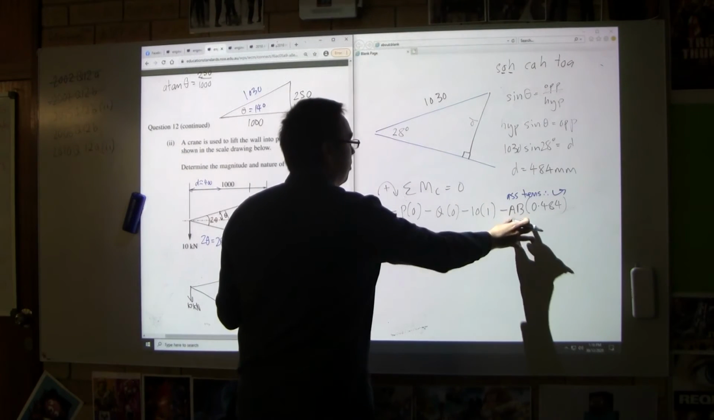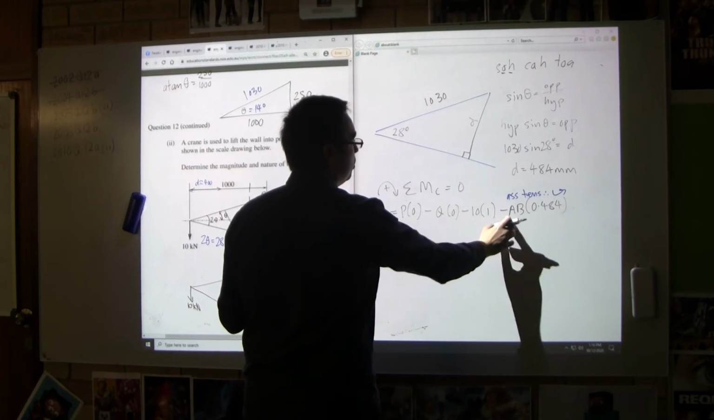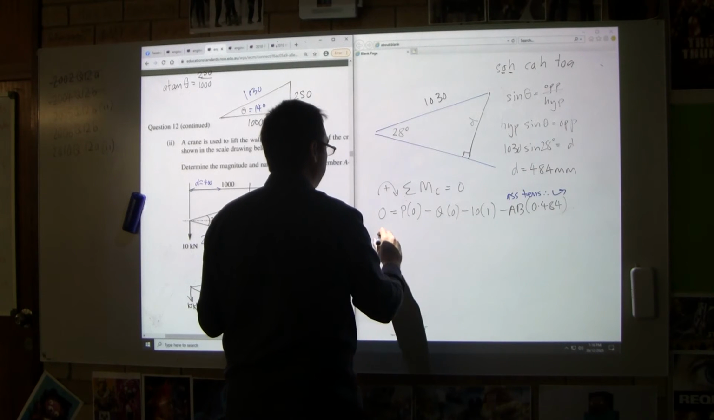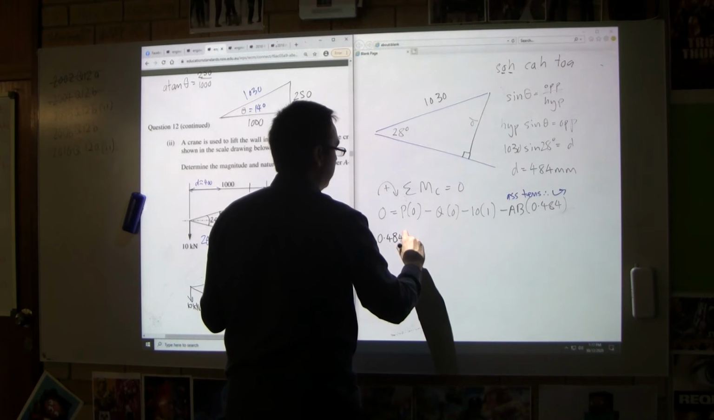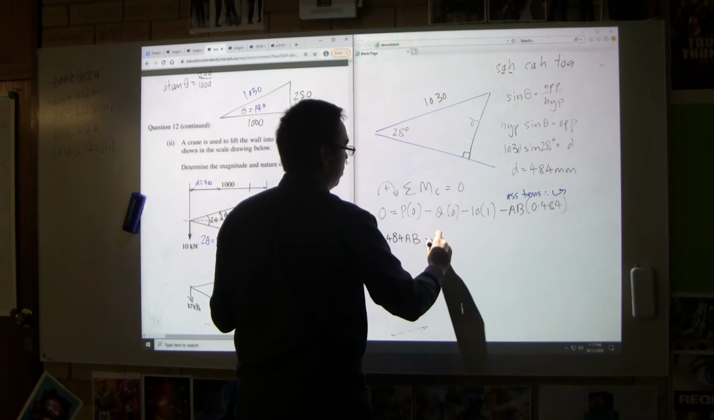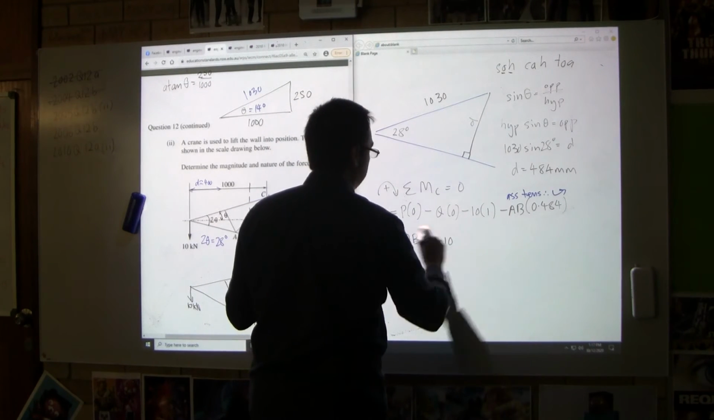When we've talked before, if we have two negatives, we have to worry. So what we're going to say over here is we've got 0.484 AB. I've changed the sign because I've moved it over, equals minus 10.